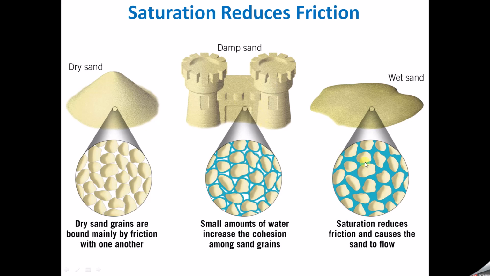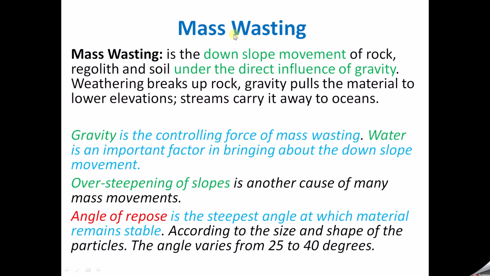But if we add more water, the grains will lose contact and stay far away from each other. So saturation reduces friction and causes the sand to flow, and all this castle will fall down because it's wet now. Too much water added. Mass wasting.